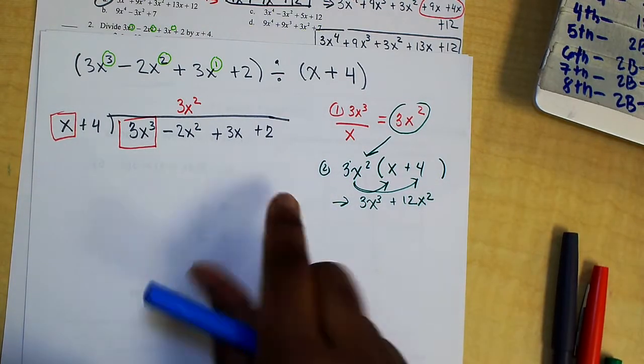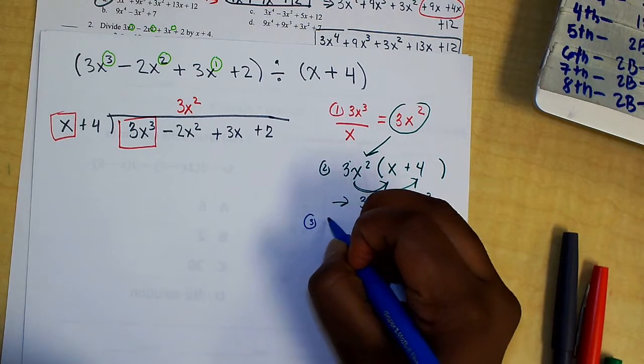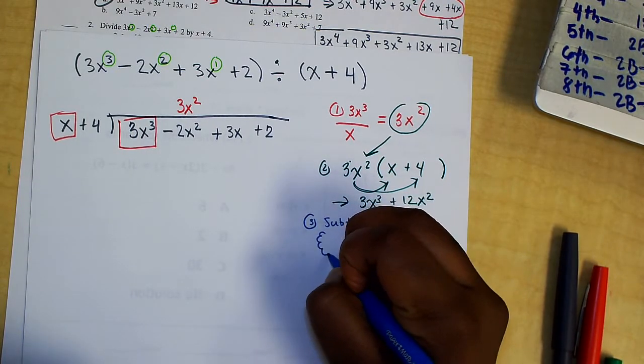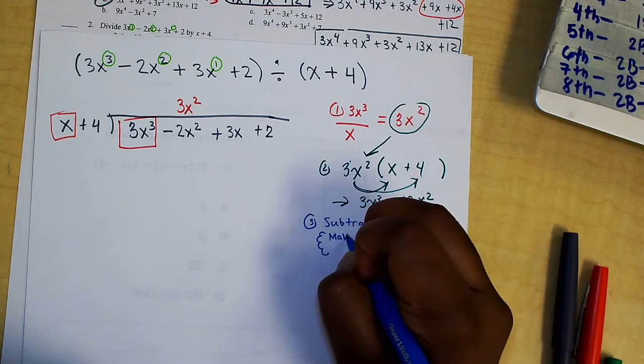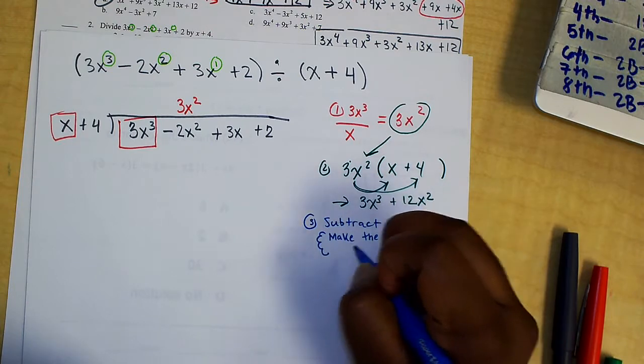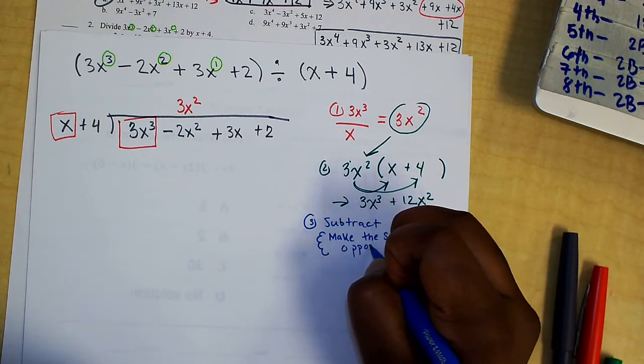All right, so that's step 2. Step 3, we have to subtract. Now, when we subtract, we have to make sure we make the signs opposite.